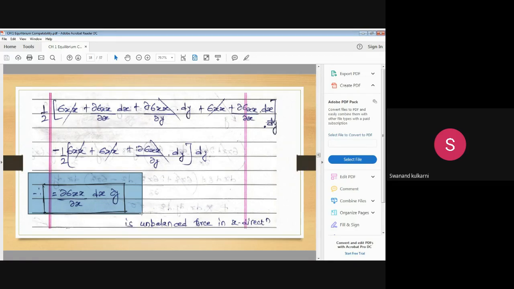So what is the unbalanced force in the x direction, Ganesh? Ganesh Chandane, yes, sir. What is the unbalanced force in the x direction? Abhishek Godse?